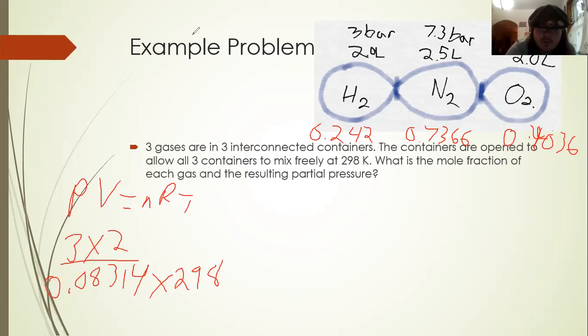Now here's the beauty. The mole fraction is the individual gas over the sum of all these. So the mole fractions we'll call chi1, chi2, and chi3. Chi1 is going to be 0.242 divided by the sum of 0.242 plus 0.7366 plus 0.4036. Chi1 is 0.175.